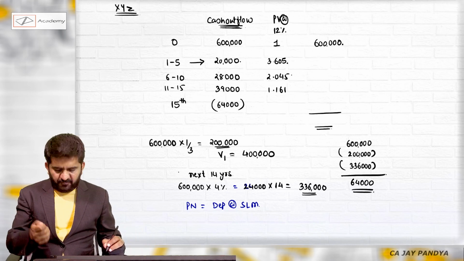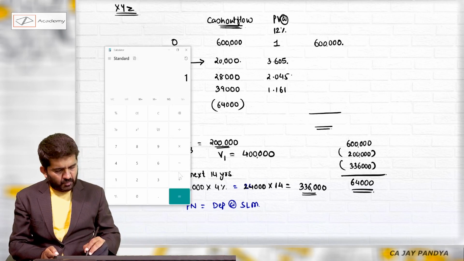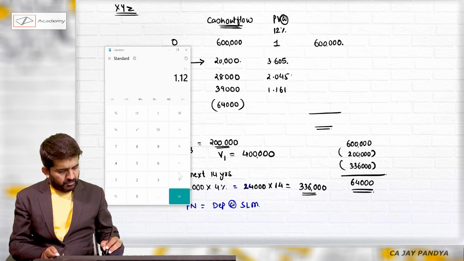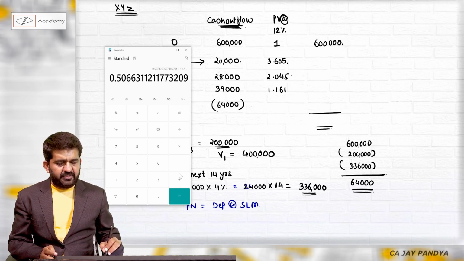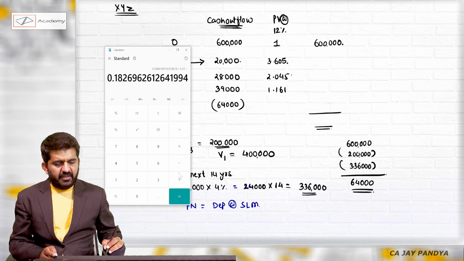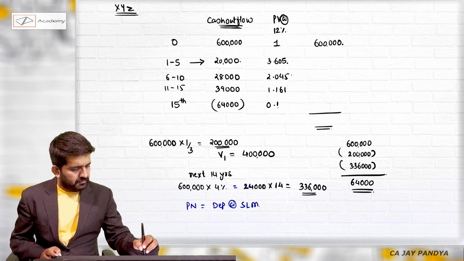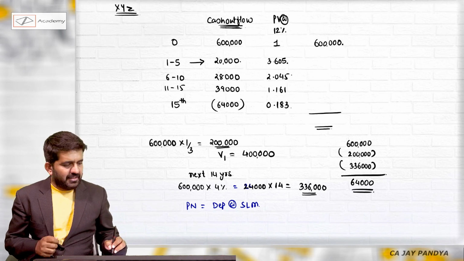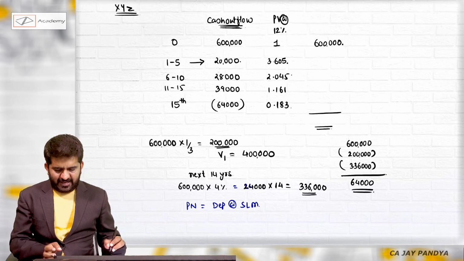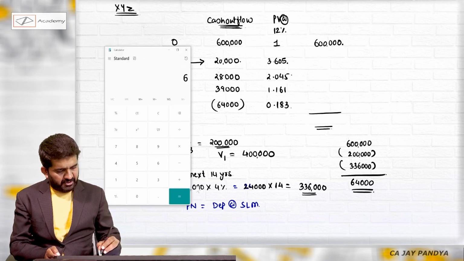What will be 15th year factor? This is 1 divided by 1.12 raised to 15 times. 2, 3, 4, 5, 6, 7, 8, 9, 10, 11, 12, 13, 14, 15. This is 0.183. Now I have got the factors. Now I just need to do the plus and minus in my total calculation.